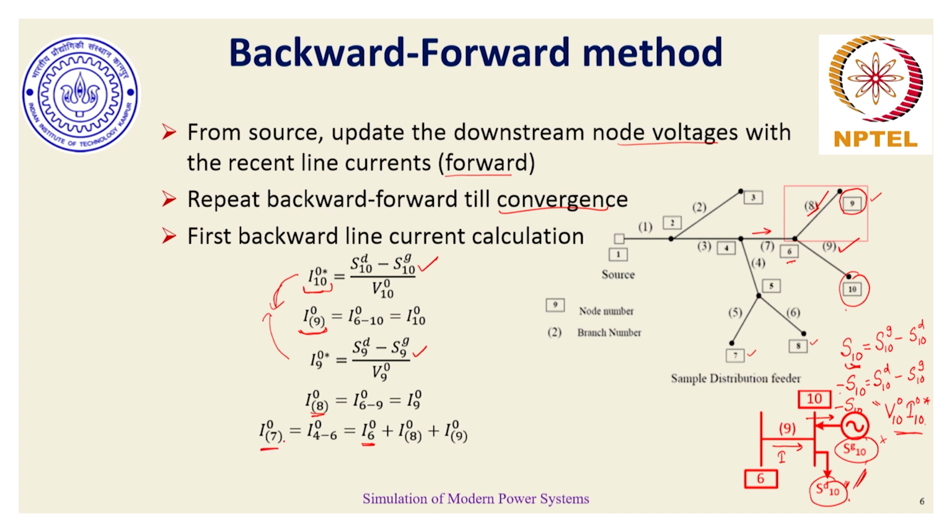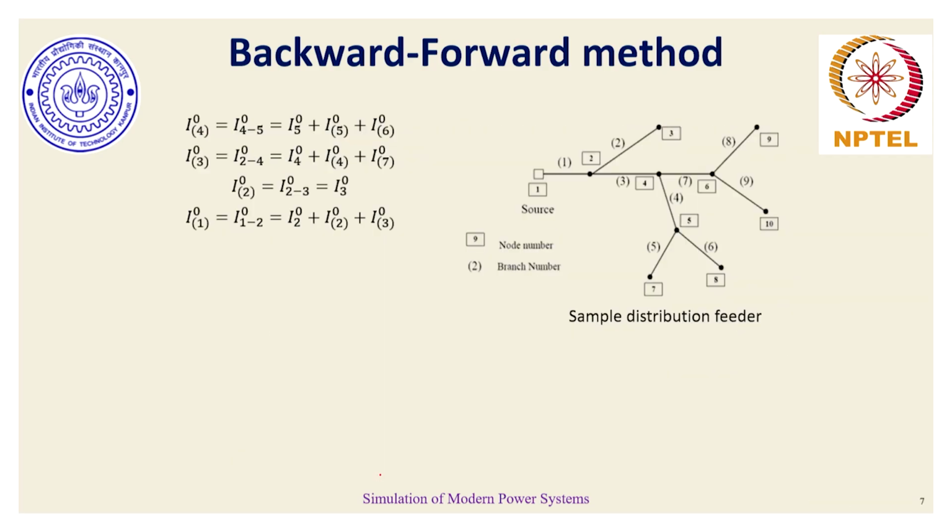This same process is repeated for buses 7, 8, 5, 4, 3, 2, till I reach the branch current at line number 1. Similar expressions have been written for other line currents, and when I reach the branch number 1 current, this completes one backward phase. When I am finding these currents in the backward phase, I have assumed my voltages to be the initial choice voltage or the flat start voltage.